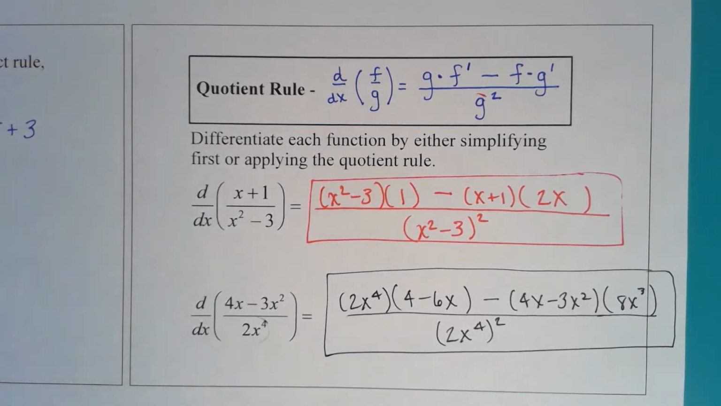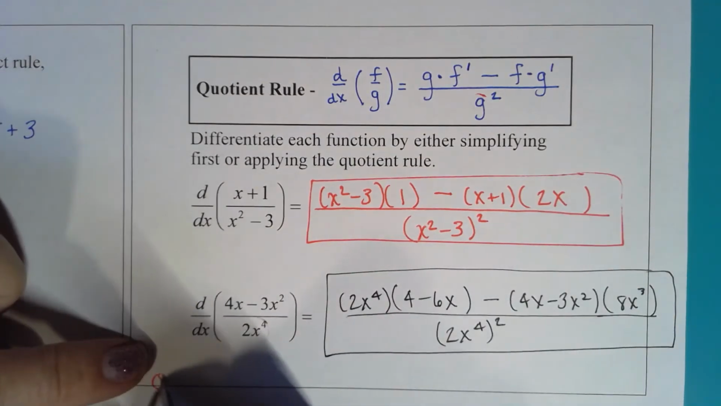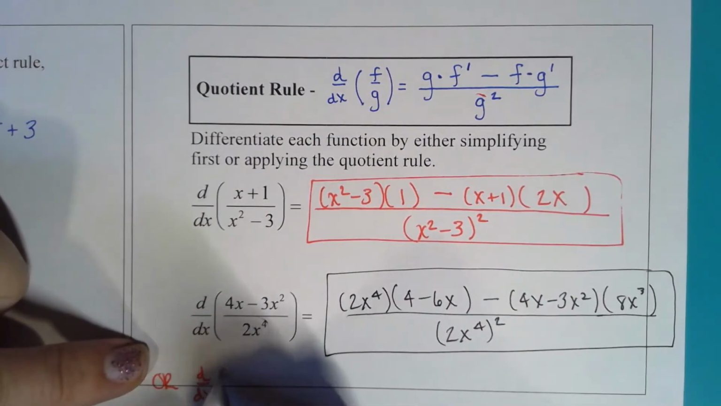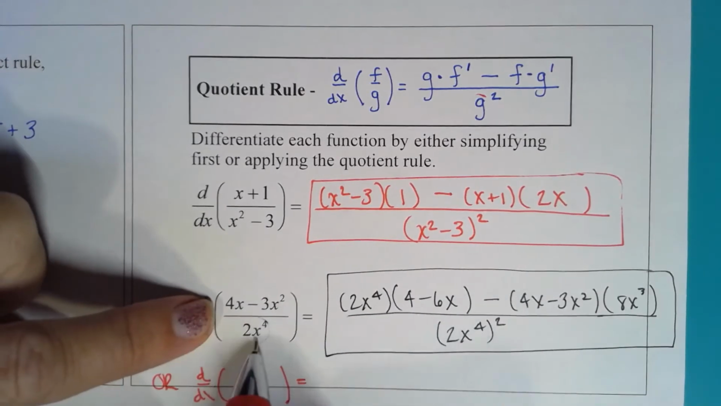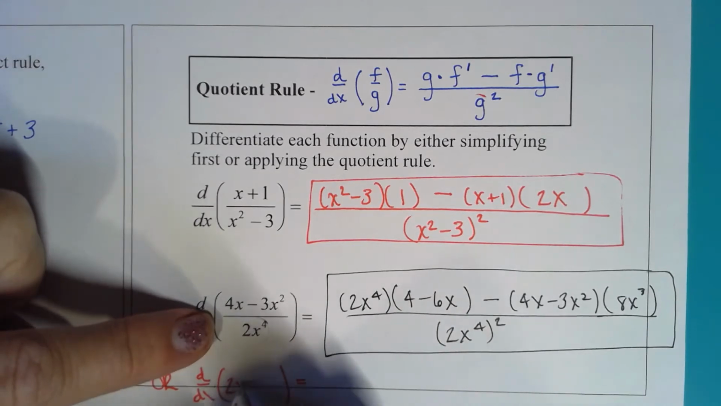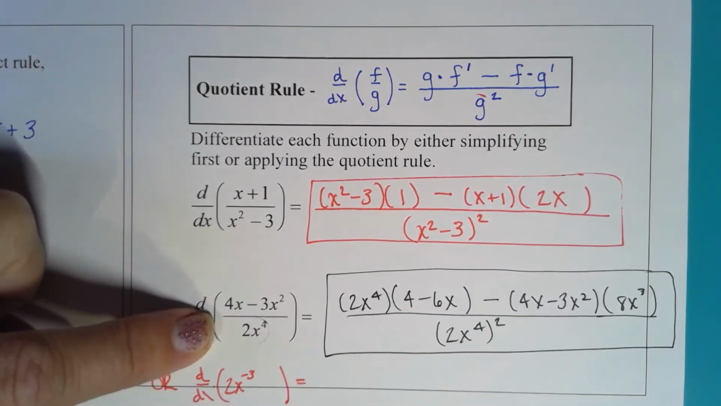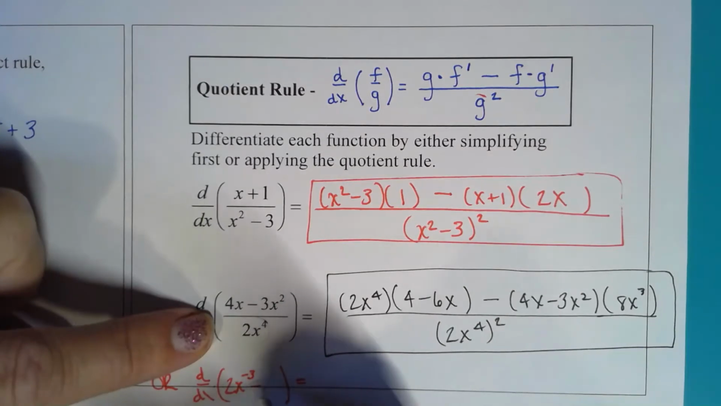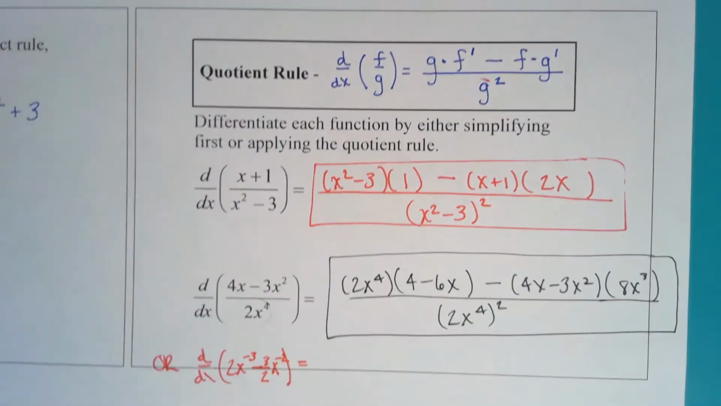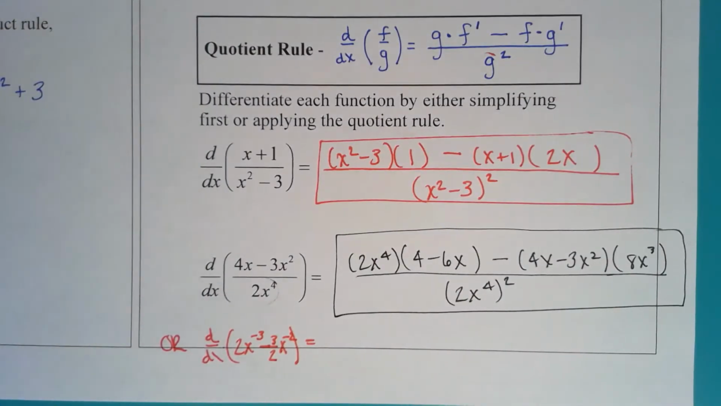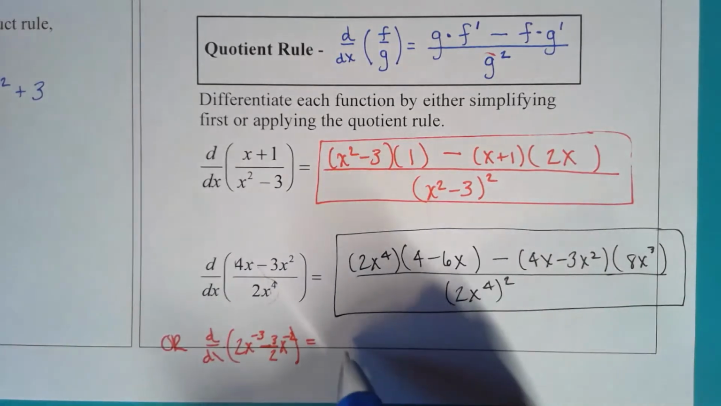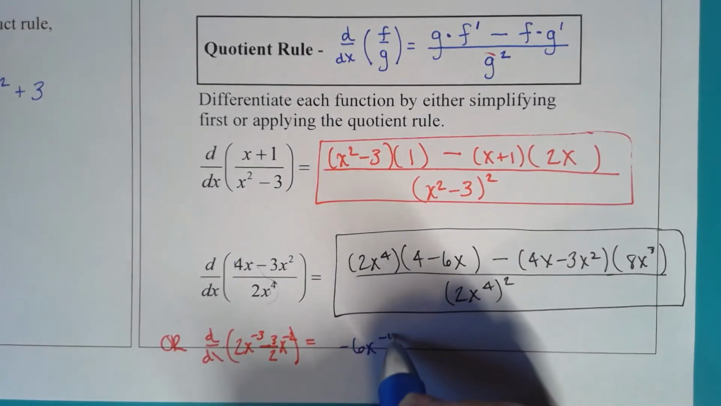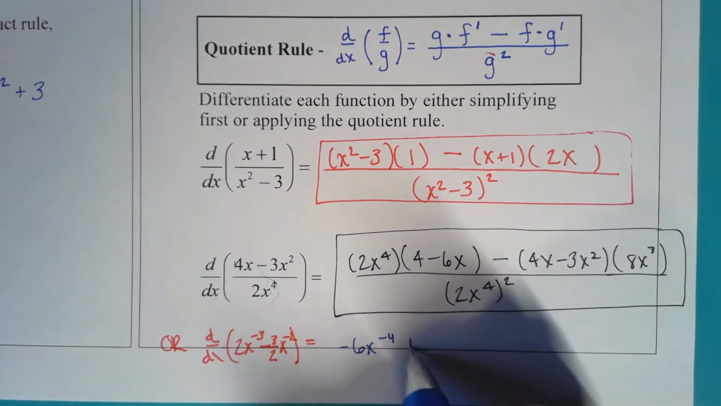But again, another option would be to simplify that first. 4x divided by 2x to the 4th is 2x to the negative 3rd, minus 3/2 x to the negative 2nd. Sorry, I should have written that bigger, and I apologize. By simplifying this first, the derivative will be super easy.